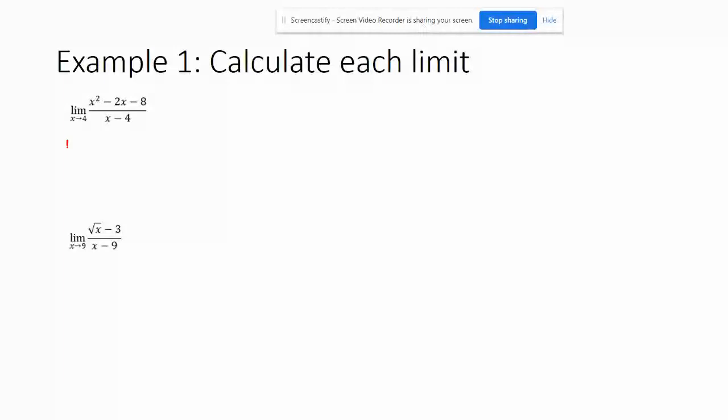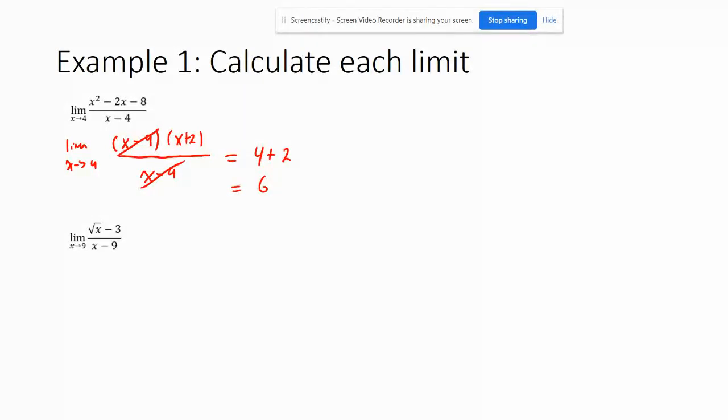But the goal for a lot of these questions is to simplify in some way, cancel some factors out, and then make your substitution afterwards. X squared minus 2x minus 8 factors to x minus 4, x plus 2, over x minus 4. The x minus 4 terms cancel out. Now, since we've canceled out the factor in the bottom of the fraction, which is our non-permissible value, we can plug in 4 into the top of the fraction, and we get 4 plus 2 equals 6. So this answer is 6.